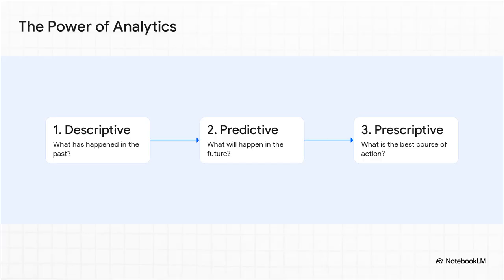This all leads us to the real power of analytics, which is about putting our data to work. It usually starts with descriptive analytics, which uses data to answer the question, what has happened? Then we can move to predictive analytics to try and forecast what will happen. And the ultimate goal is prescriptive analytics, which helps us figure out the best move to make, answering that final crucial question, so what should we do about it?